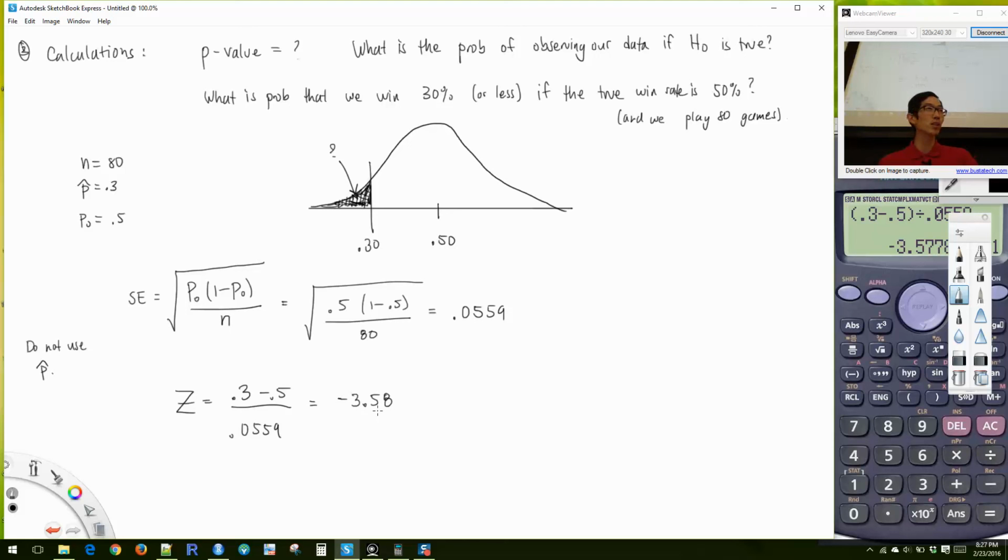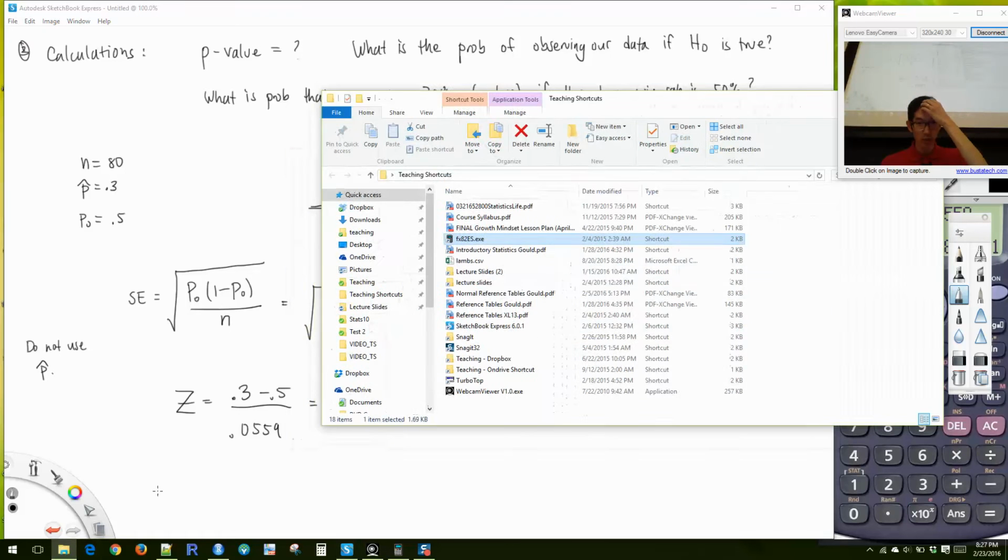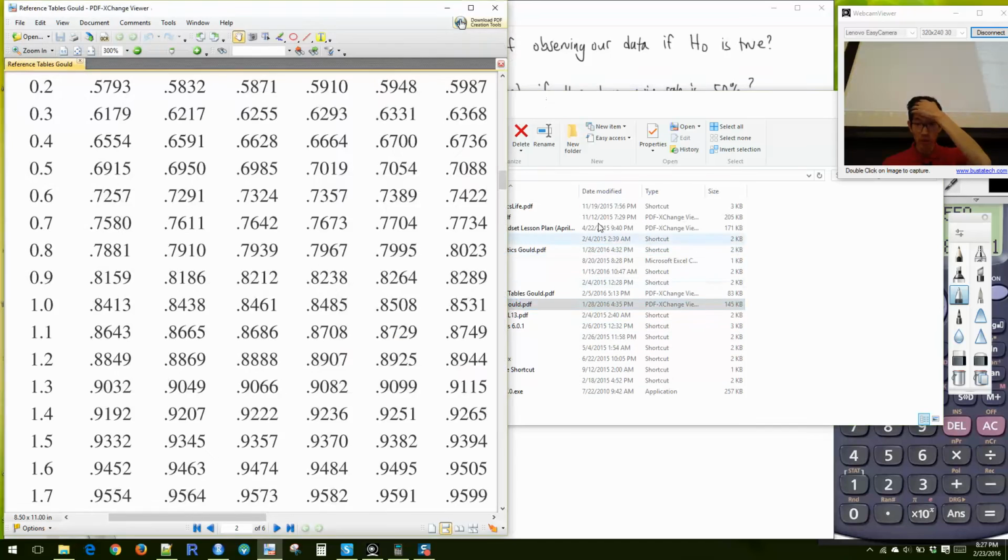Yes, right? Because we said anything farther than 2 standard deviations away is pretty rare, okay? And if we're more than 3 standard deviations away, that's really rare, okay? Here I'm about 3.5 standard deviations away. I can look this up in the table and we can see what it says.